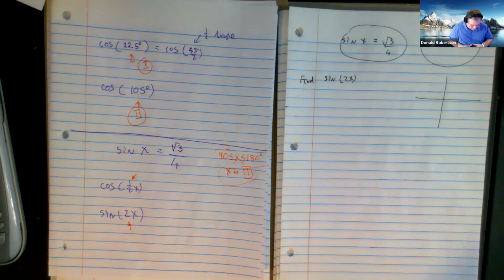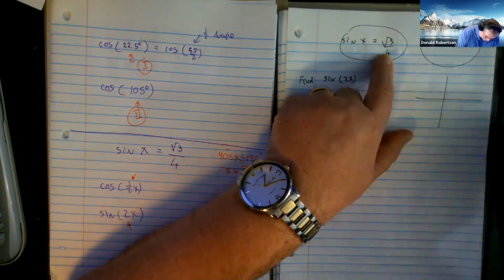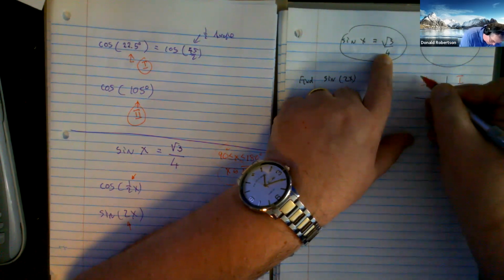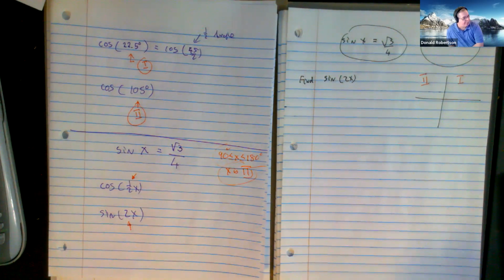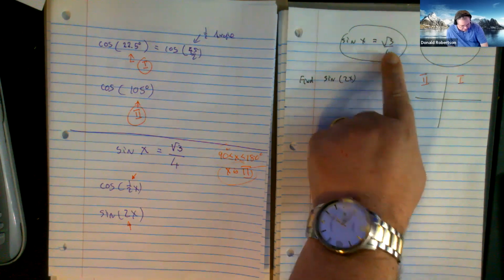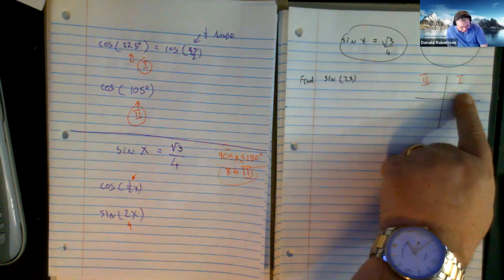So I'm going to try and find out first what quadrant x is in. The sine of x is positive. If you are positive and you're a sine, doesn't that make you in the first and second quadrants? If the sine of x is a positive number, you have to be in the first or second quadrant because that's where the sine is positive.